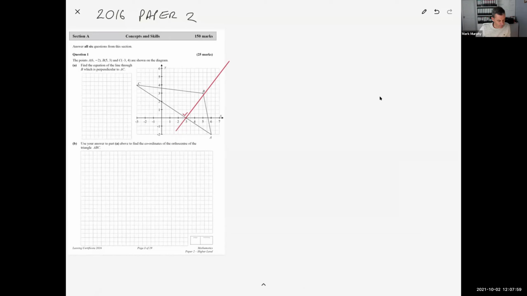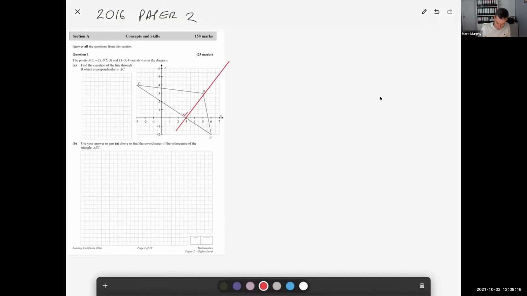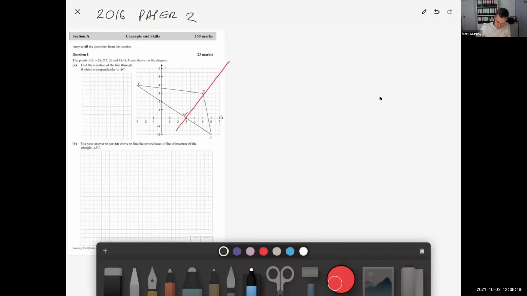Find the equation of the line. Right, what do we know? We know that it's perpendicular to AC. So if we found the slope of AC, then we'd have the slope, wouldn't we? We'd have the slope, and then we'd have a point because we have the point B. So we have the slope, we have the point, therefore we can get the equation.